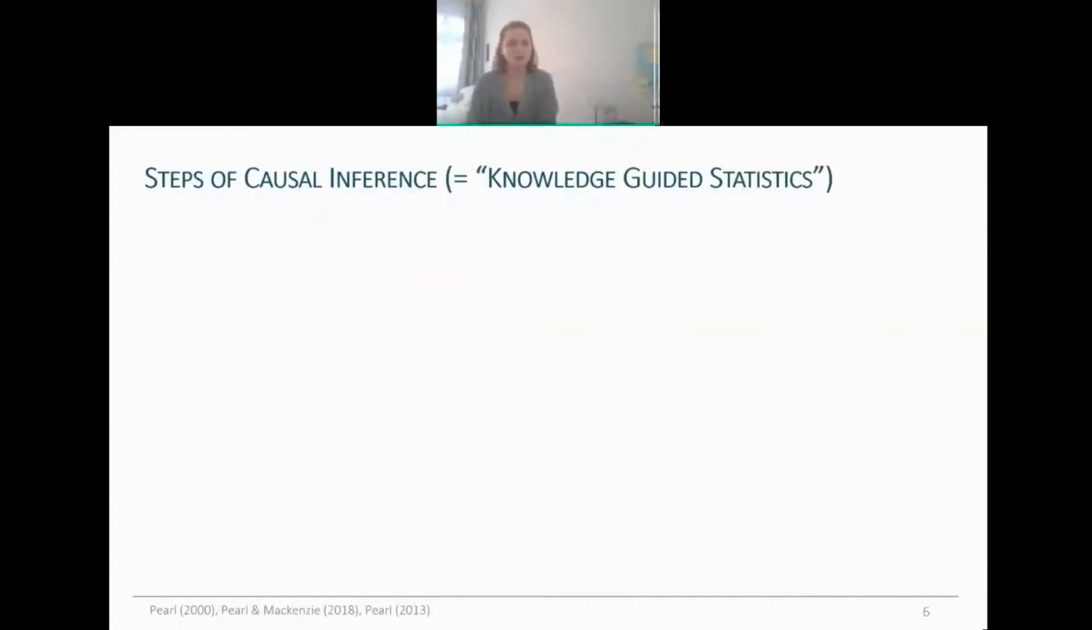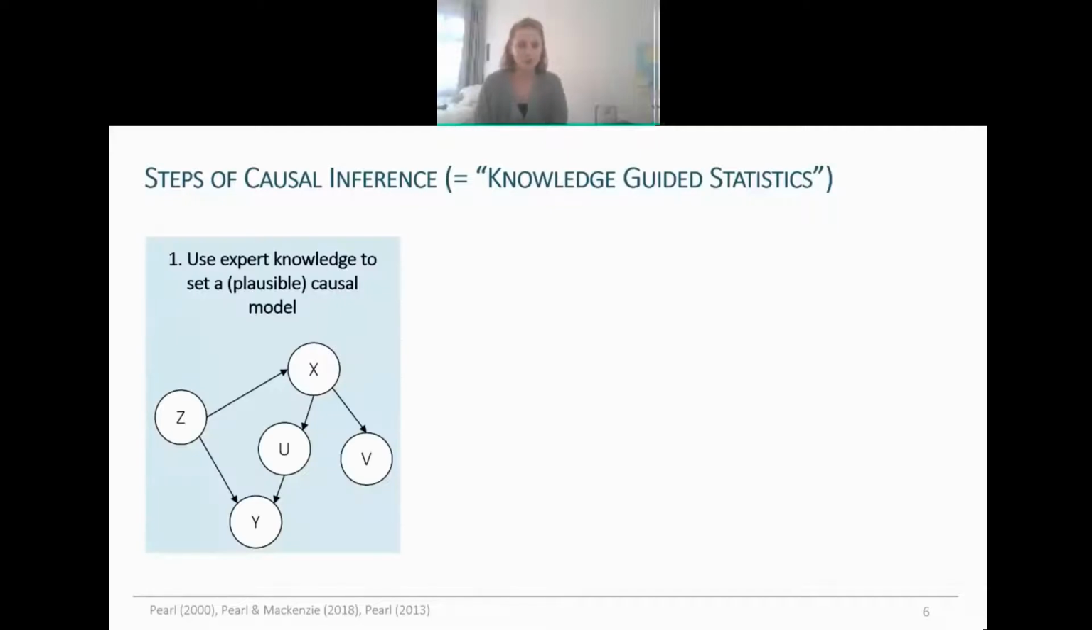So before I give some more concrete examples, let me just give an overview of the different steps of causal inference. Given that this name knowledge-guided machine learning framing is used a lot, I also like to think of this as knowledge-guided statistics. So the first step would always be to use your expert knowledge to set up a plausible causal model. The different nodes represent different processes, such as ENSO or temperature in a specific location, and the arrows denote the assumptions or hypotheses where there are some causal interactions.